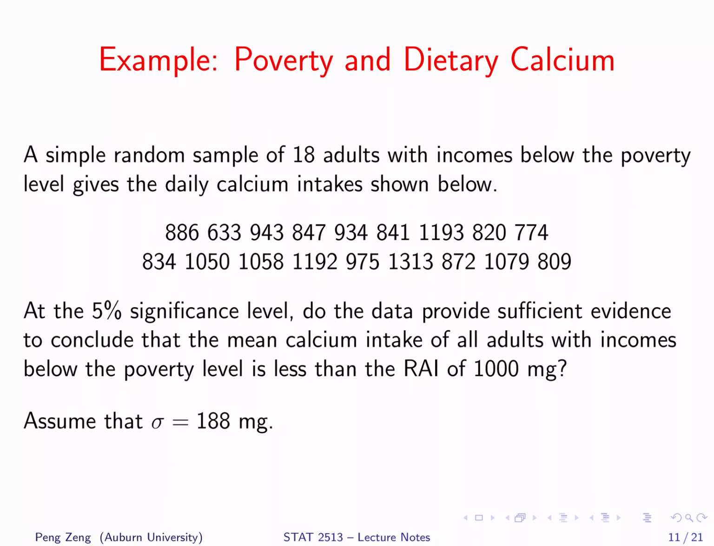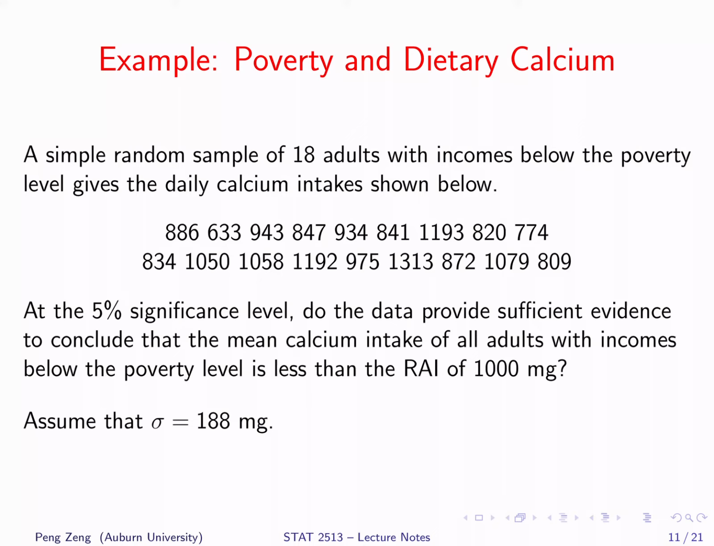A simple random sample of 18 adults with incomes below the poverty level gives the daily calcium intakes shown in the slide. At the 5% significance level, do the data provide sufficient evidence to conclude that the mean calcium intake of all adults with incomes below the poverty level is less than the RAI of 1000 milligrams? Assume that the population standard deviation sigma equals 188 milligrams.